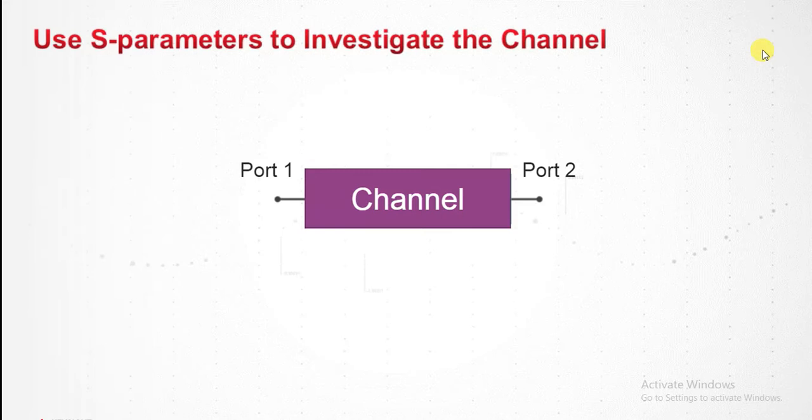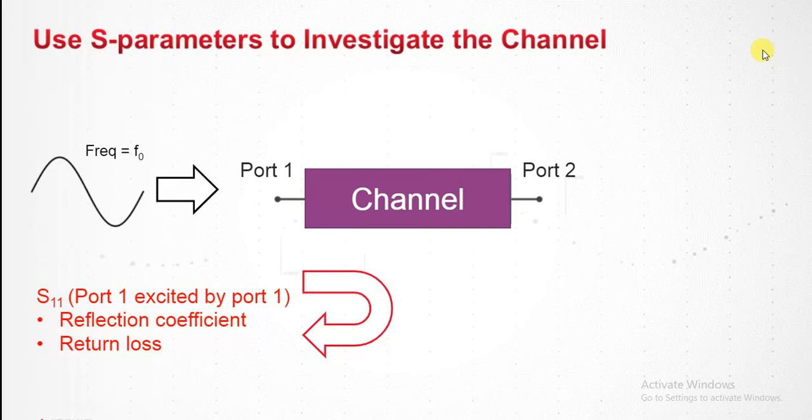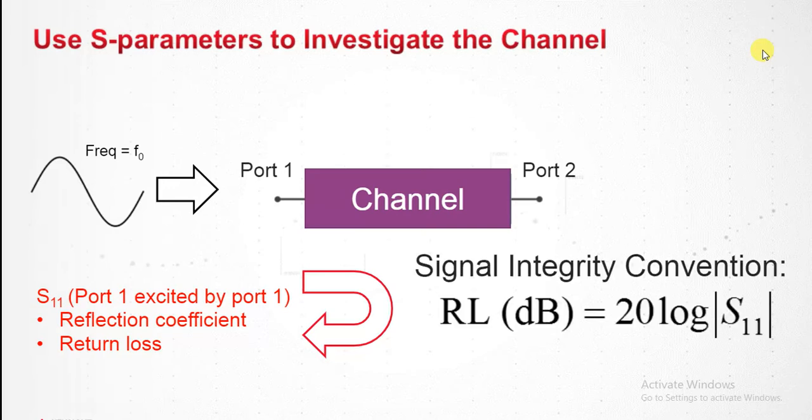And here's a quick overview of S parameters. Say you have the channel in the middle, and you're sending a sine wave at frequency f0. S11 will tell you what's coming back. It's also known as the reflection coefficient and the return loss. If you're coming from a microwave engineering background, you might be quoting return loss as a positive number. But in signal integrity, we embrace this ambiguity where we can also quote return loss as a negative number.